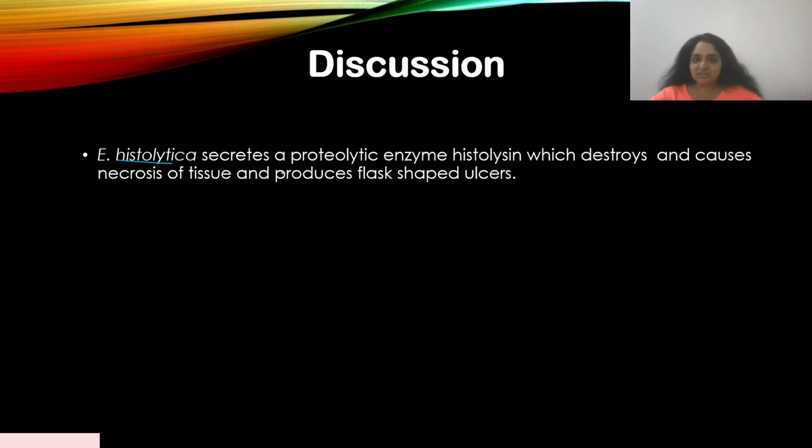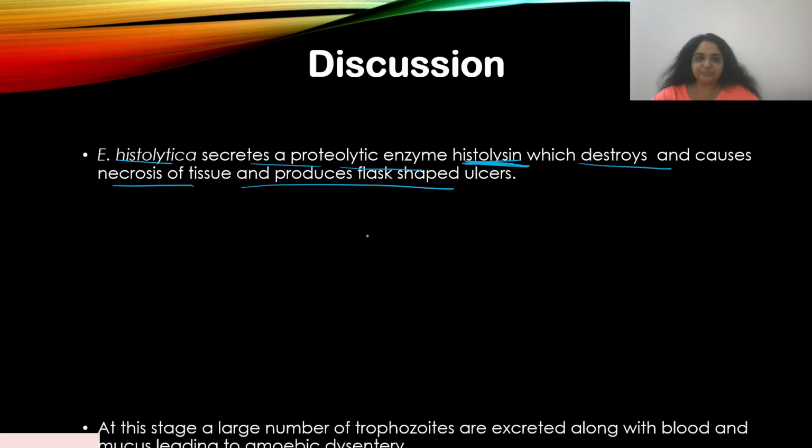Now Entamoeba histolytica secretes a proteolytic enzyme called histolysin, which destroys and causes necrosis of tissue and produces flask-shaped ulcers. So when it resides in the large intestine, it releases this enzyme, histolysin, which destroys the tissues there in the intestine.